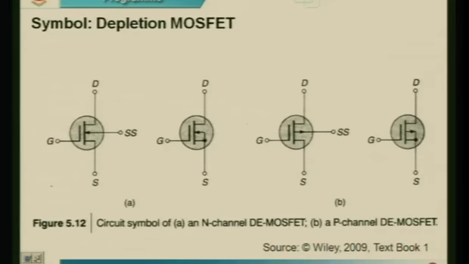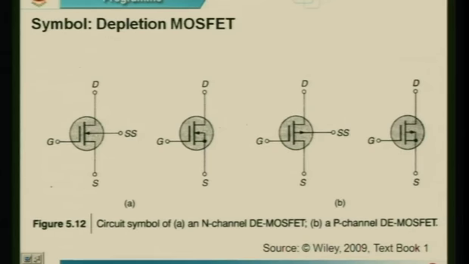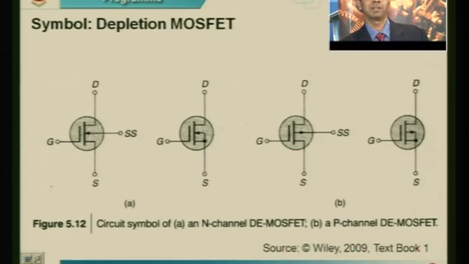Okay, so let's quickly go back to the symbol here. So this is the symbol that we are talking of. So what's the difference then? The difference is we have 4 terminals here and we have 3 terminals here. Again, for N type we have the arrow mark going in, and for the P type we have the arrow mark going outside. Otherwise the representation is the same as it was for an enhancement MOSFET.